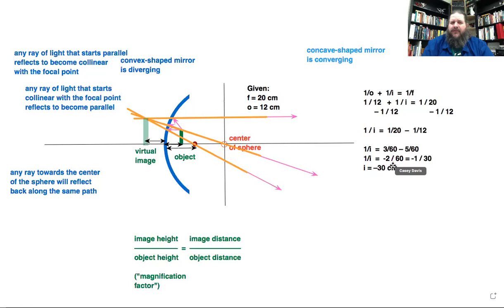Any questions on that so far? And then you could use that compared to the object distance to figure out the magnification factor as well.